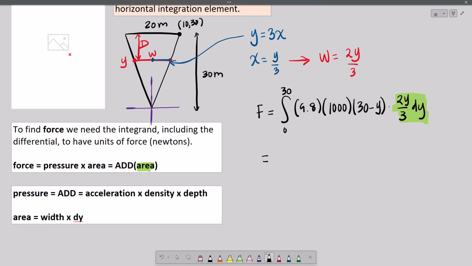So the triangle, not too bad. So we're going to end up with the 9800 out in front. We're going to get a 2/3 out in front. And let's see what we're left with in terms of variables in the integral. So the only stuff that's remaining, we've got the 30 minus y, and we've got that y. Those are the only two things I didn't factor out. Those are the only two parts that aren't constant. So we're going to combine those. We'll get 30 times y minus y squared dy. There we go.